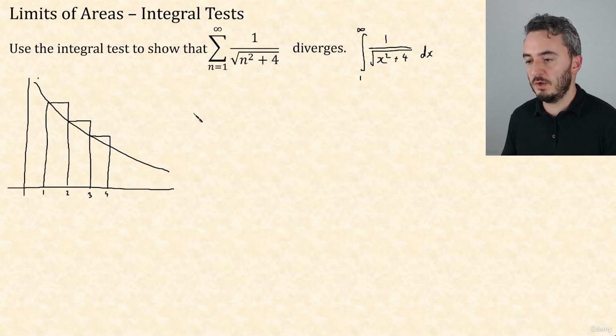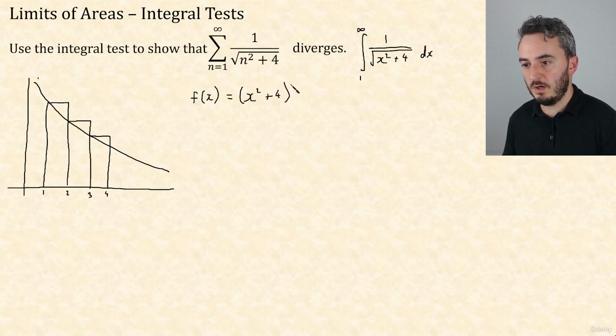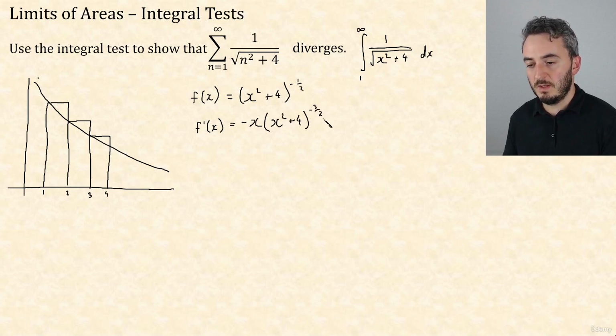So the first thing to do is consider the function f of x equals this thing here. I'm going to show it's always decreasing. So that's the function x squared plus 4 to the power of minus a half. I only need to show it's decreasing when x is greater than 1. So differentiating, I get f dash of x is, well, power comes down, minus a half times 2x is minus x, and then it's x squared plus 4 to the power of minus 3 over 2.